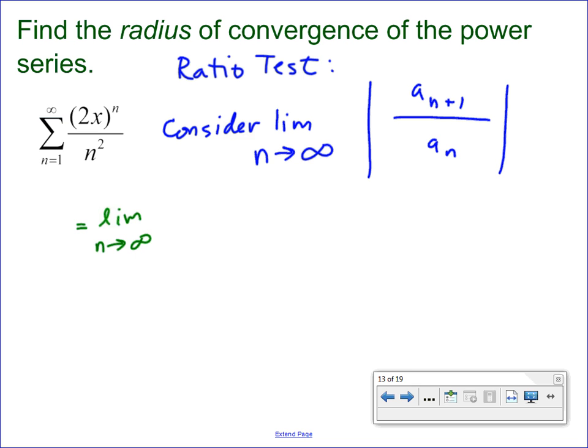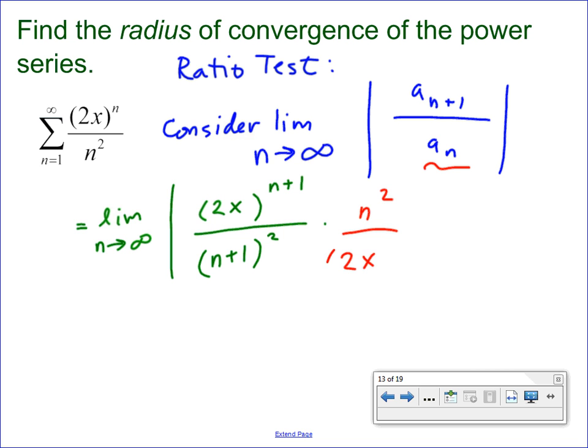All right, let's get to it. So here we have the limit as n goes to infinity of the absolute value of, and now this becomes 2x to the n plus 1 over n plus 1 squared. Dividing by a to the n is the same as multiplying by the reciprocal. And so our nth term then would be the original, but I'm going to multiply by the reciprocal, so n squared over 2x to the n. How do we do?